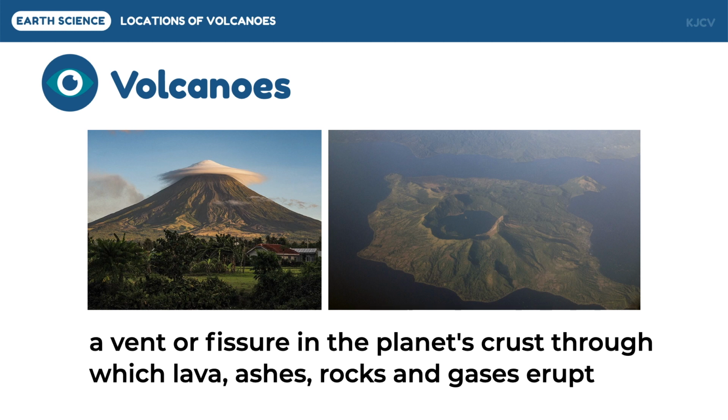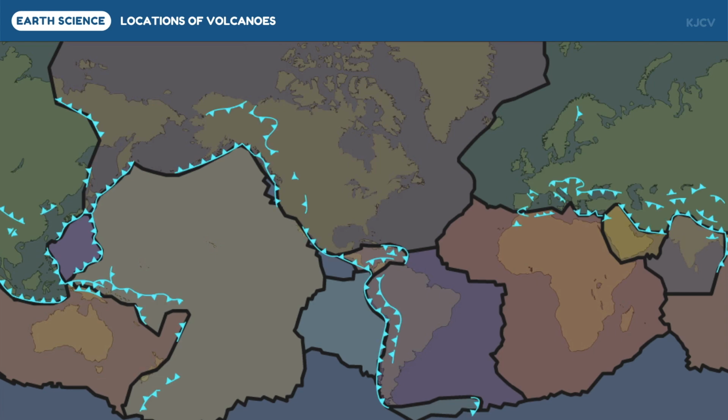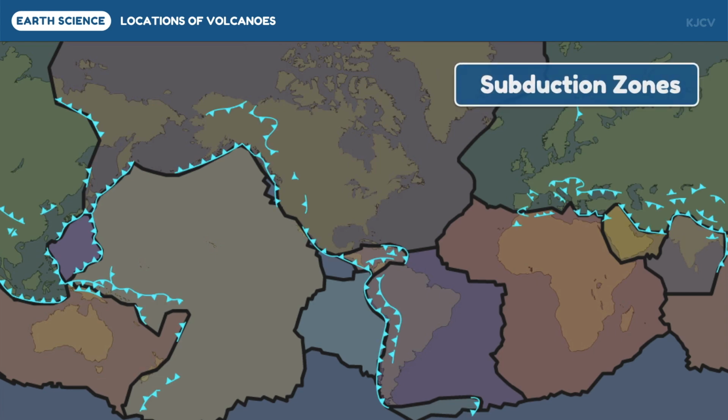Volcanic eruptions are usually accompanied by pyroclastic flows and tephras. What we know is that volcanoes are formed by the subduction of an oceanic plate beneath another plate. Typical volcanoes are found in these areas, which we know as subduction zones.